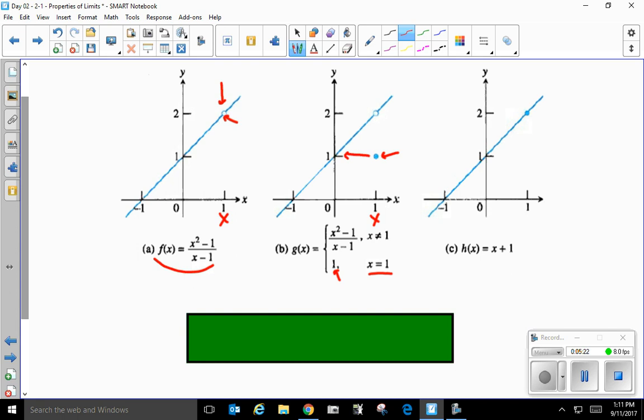They look very similar. Yes? One of them is closed circle, one of them is open. Does that mean anything?